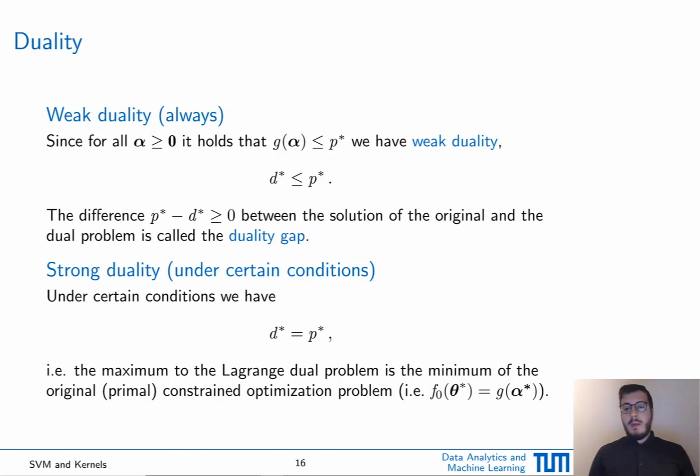Which means it doesn't matter which problem we solve. We can solve either the primal problem or the dual problem, but we basically get the same solution in both cases. In other words, the maximum of the Lagrangian dual problem is the same as the minimum of the original primal optimization problem. And it holds that f0 of theta star equals g of alpha star.